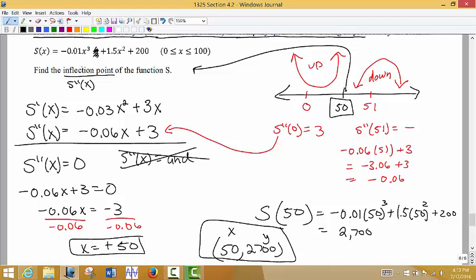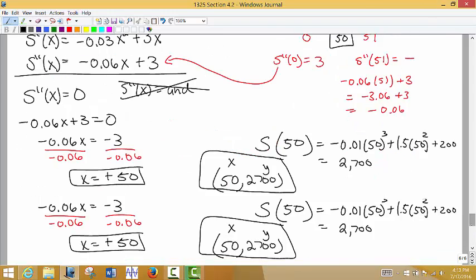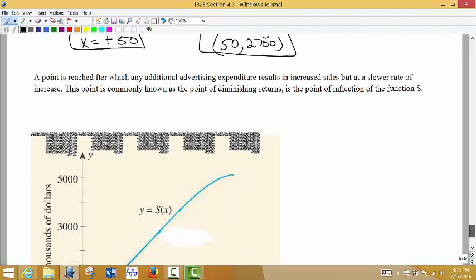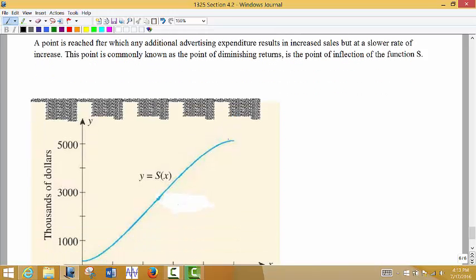So what does this actually mean for the sales? Let's scroll down here. It's kind of interesting when it comes to finding this inflection point and why you care about it. A point is reached after which any additional advertising expenditure results in increased sales, but at a slower rate of increase. So what you want to know is, are you getting the biggest bang for your buck? You're spending all of this money on advertising. Is it worth it? Are you getting back a really good return on your investment?